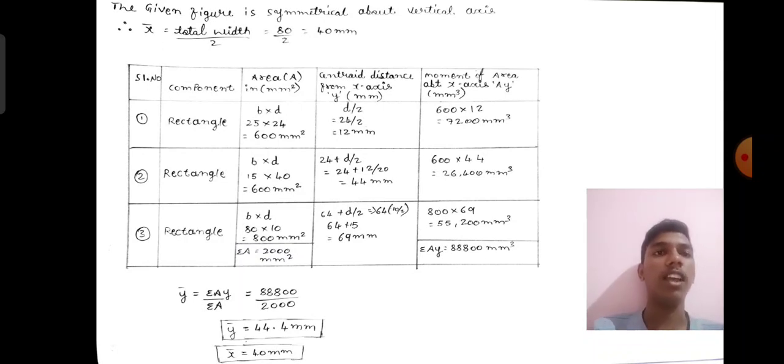Plus 12 divided by 2, 24 plus 12 divided by 2, we get 44 mm. And the moment of area about x axis, we have to multiply area and the central distance. 600 into 44 we get 26,400 mm cube. And the third component, rectangle, area, breadth into depth, 80 into 10, we get 800 mm square.